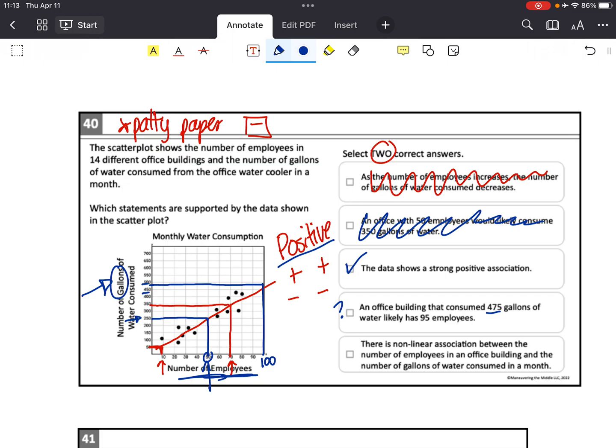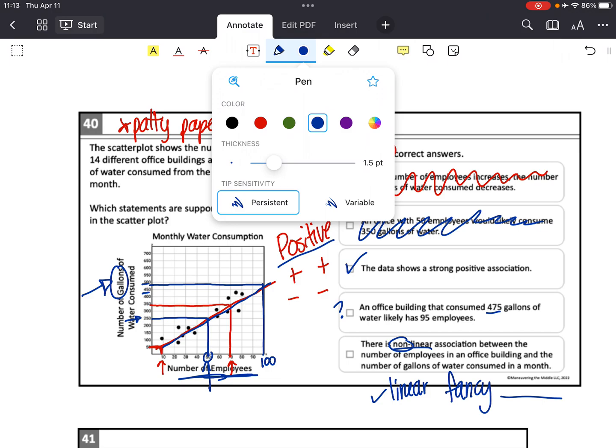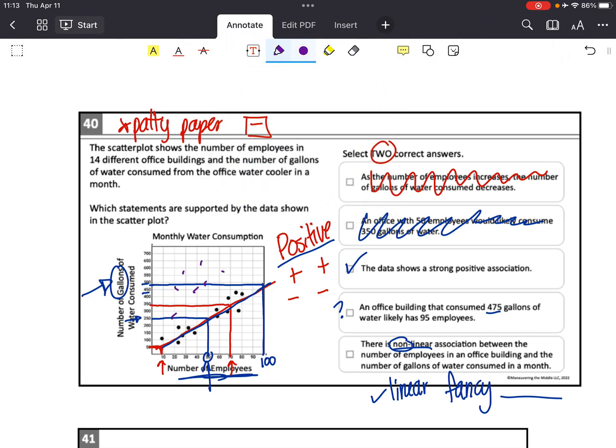It said there is a non-linear association between the number of employees in a building and the number of gallons of water. So remember that linear is a fancy word for a straight line. So we can make a straight line in the middle of all of these points. So therefore it is linear. So the fact that they're saying it's a non-linear association is false. Non-linear would mean that your points are kind of scattered all over the place and you can't really draw a straight line in the middle of all the dots. So therefore, this would also be correct.